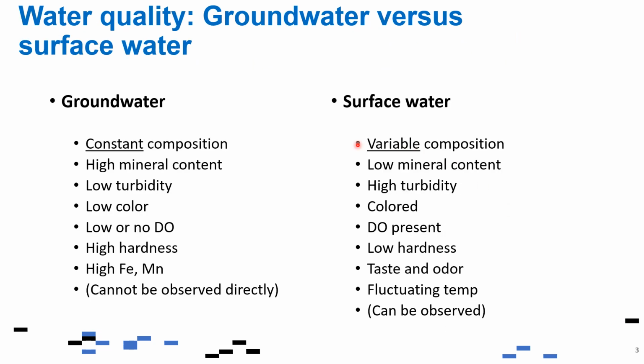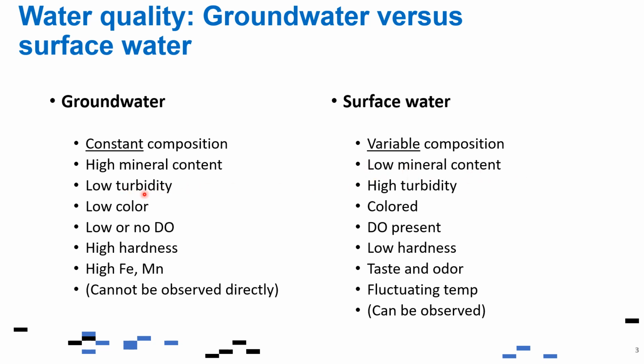So just to give a head-to-head comparison between groundwater and surface water: groundwater, because it is located underground, has a more constant composition. In comparison, surface water is more variable, so it means it's changing. And in terms of mineral content, there is higher mineral content for groundwater, especially calcium or carbonates, because of the presence of rocks and so the dissolution of rocks in there. On the other hand, surface water has lower mineral content.